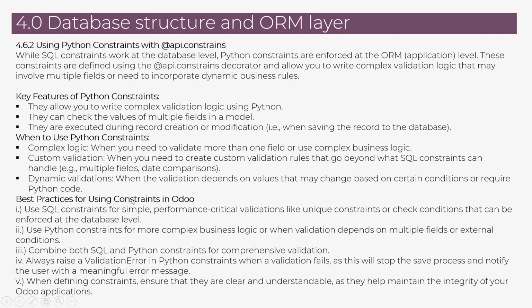So what are the best practices for using constraints in Odoo? Use SQL constraints for simple, performance critical validations, like unique constraints or check conditions that can be enforced at the database level. When do you use Python constraints? Use Python constraints for more complex business logic, or when validation depends on multiple fields or external conditions. Combine both SQL and Python constraints for comprehensive validation. Always raise a validation error in Python constraints when a validation fails, as this will stop the save process and notify the user with a meaningful error message. When defining constraints, ensure that they are clear and understandable, as they help maintain the integrity of your Odoo application.